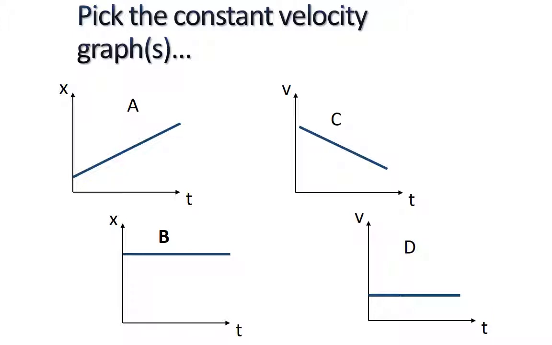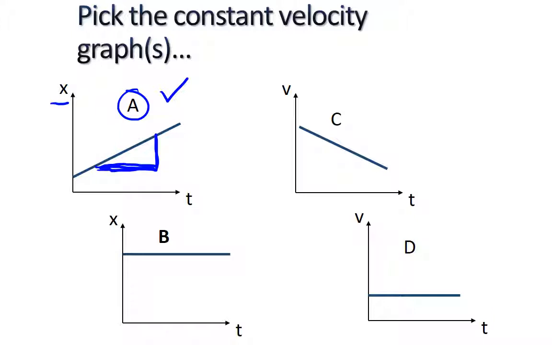Okay, so let's take a look at the first one, position time graph. So this, if we got the slope of this, it's a constant slope, this would definitely be a constant velocity. So this would work. It's a constant slope.